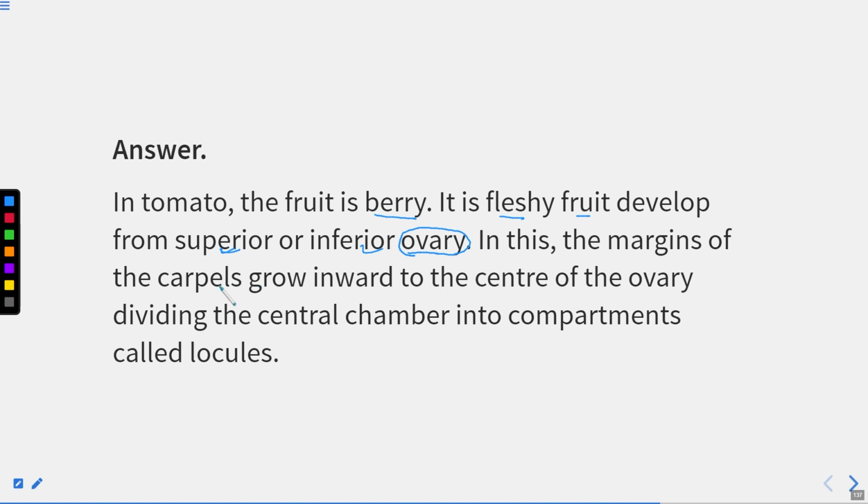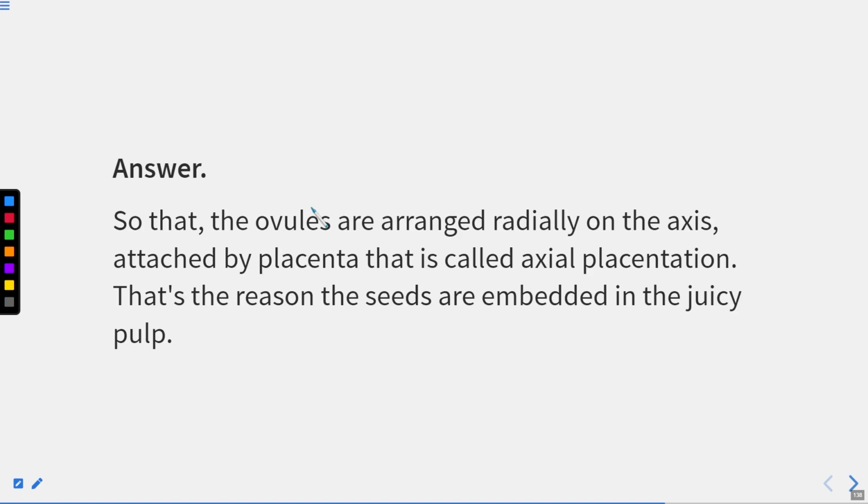In this, the margins of the carpel grow inwards to the center of the ovary, dividing the central chamber into compartments called locules. So in axile placentation, many locules are present. It is not unilocular. It can be bilocular. So the ovules are arranged radially. Here the ovules are arranged radially on the axis attached to the placenta. And this is known as axial placentation. That's the reason why the seeds are embedded in the juicy pulp in tomato.